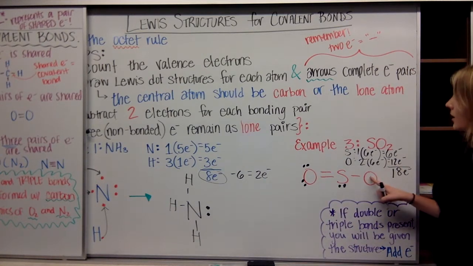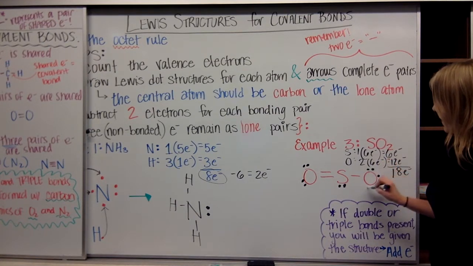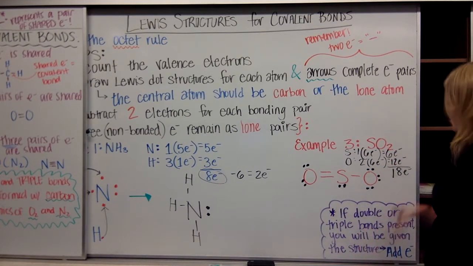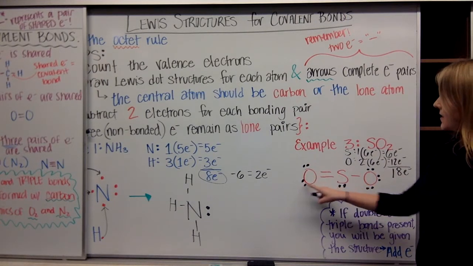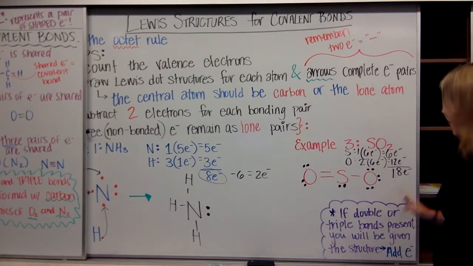Same thing over here, oxygen. This one only feels like it has 2. It's going to want 6 more. So that's 3 pairs of electrons. Now they all feel like they have a full valence. Do we have 18 electrons shown? 2, 4, 6, 8, 10, 12, 14, 16, 18. 18 valence electrons are shown.